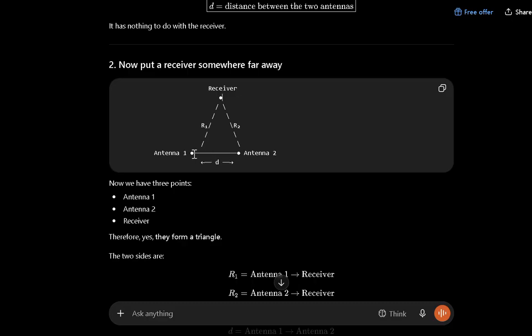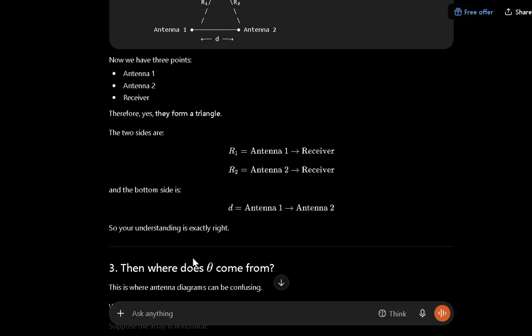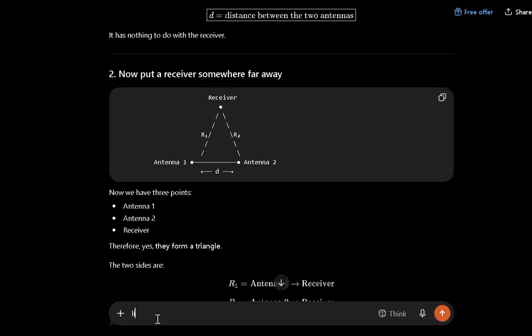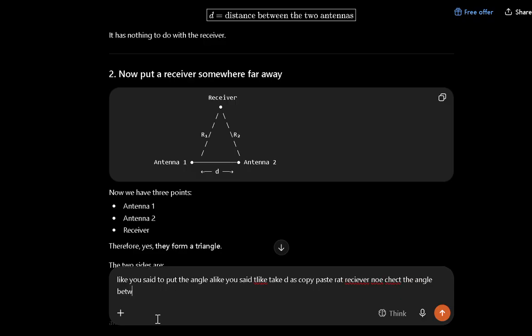It's really confusing. Like you said, put the angle arrow, take d at the receiver side, and now check the angle between d and R1 or R2.